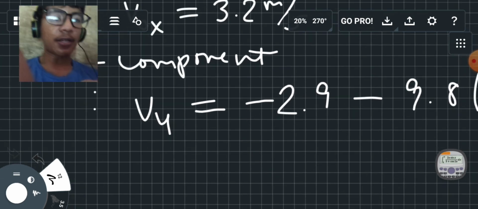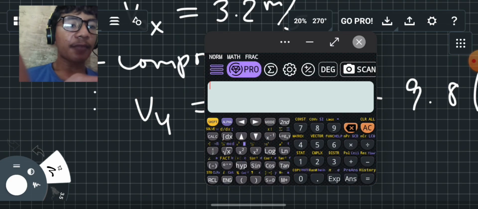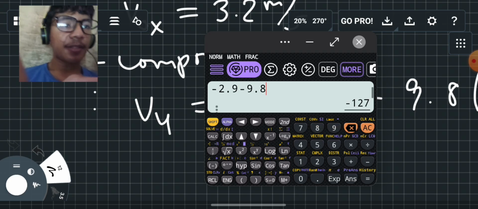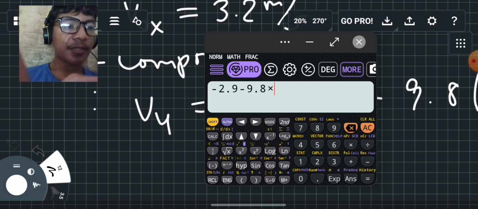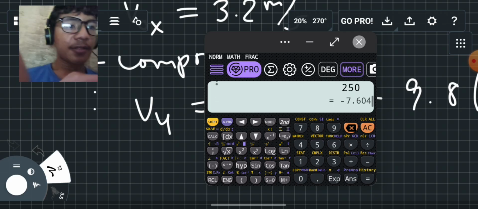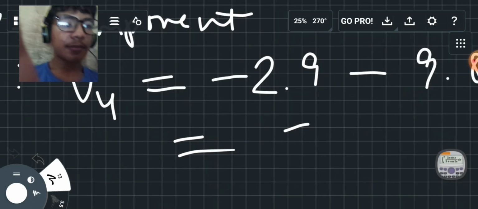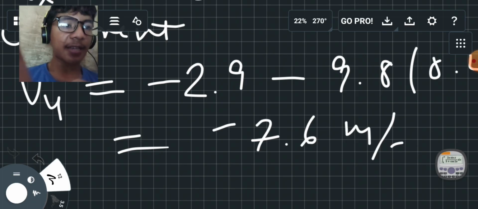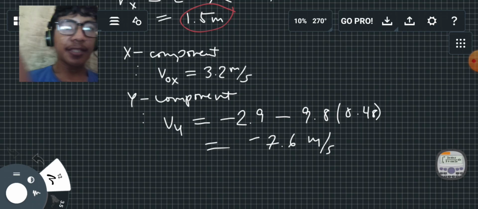Carrying through the calculations, we get negative 2.9 minus 9.8 times 0.48, which is negative 7.6. So we get negative 7.6 meters per second. That's it for the x and y components.